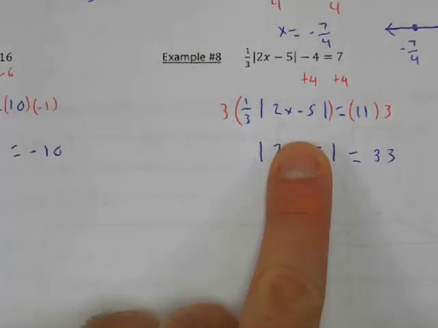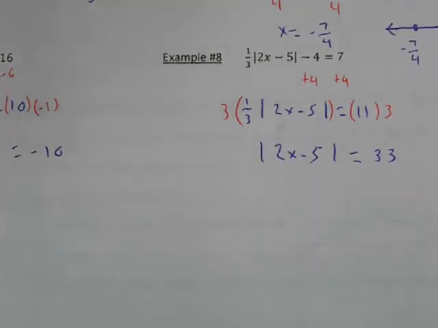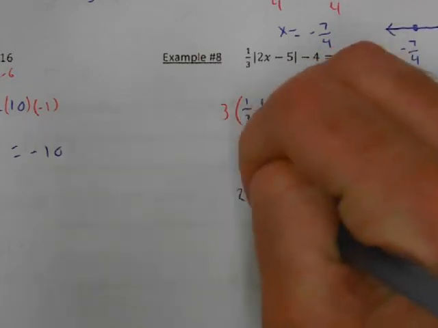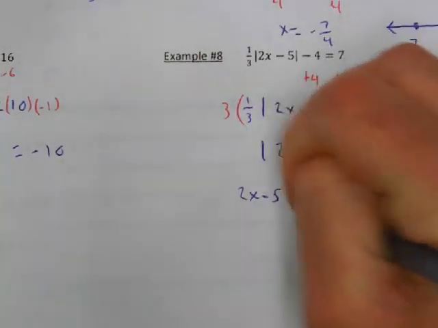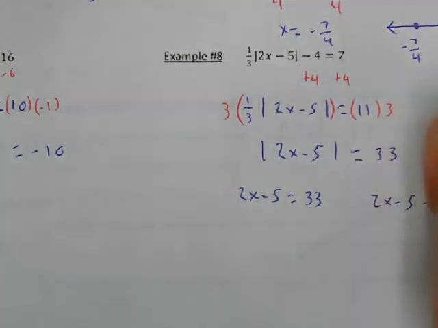Okay, so then the absolute value of what number equals 33? Well, 33 and negative 33. So yeah, this one does work. I just want to see, when does this stuff, 2x minus 5, equal 33, and when does 2x minus 5 equal negative 33?